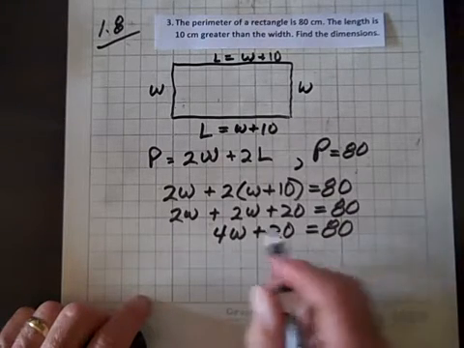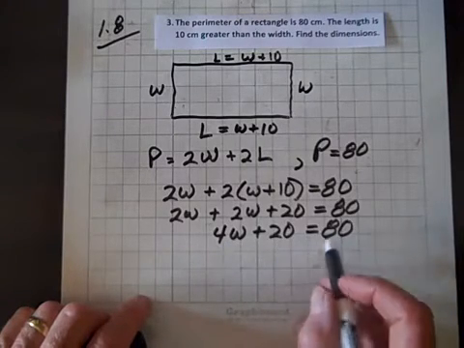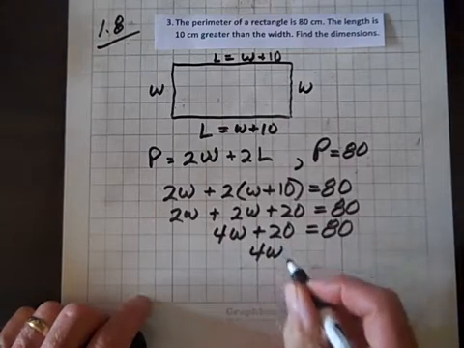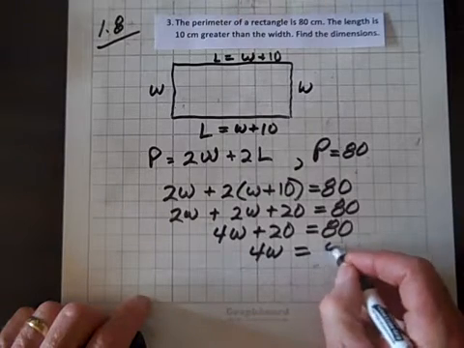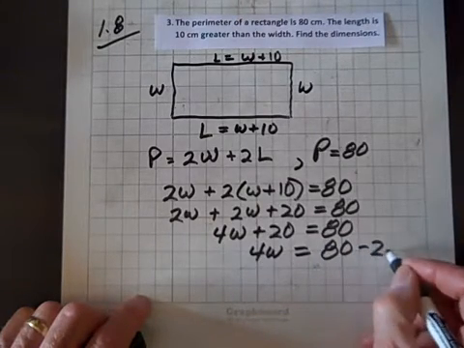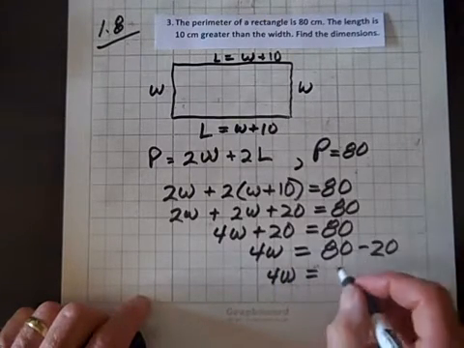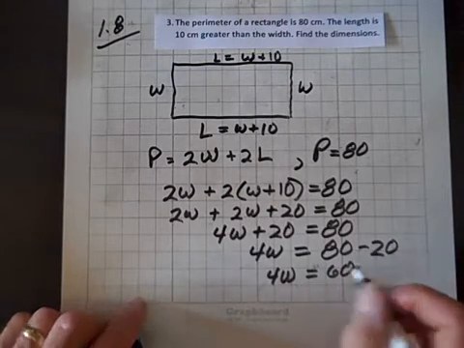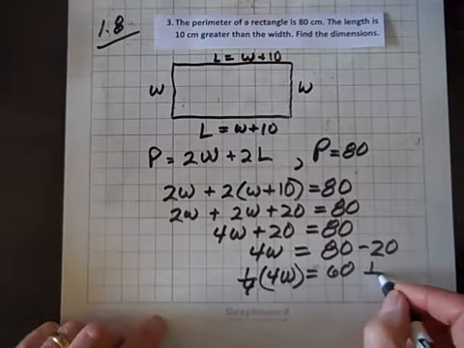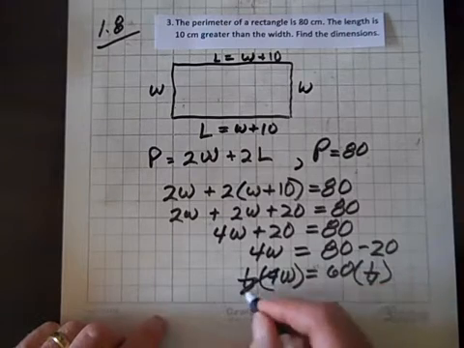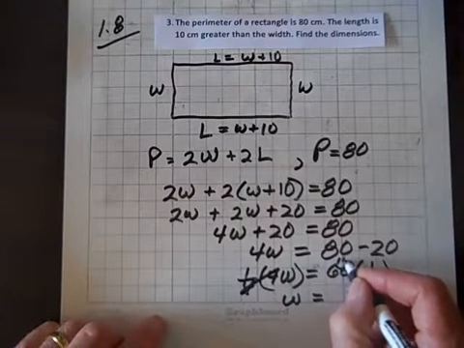Now, let's isolate the term with the variable in it, then we'll isolate the variable. So we'll subtract 20 from both sides. If we subtract 20 from the left, we'll just have 4w remaining. And subtracting 20 from the right gives us 4w equals 80 minus 20 is 60. And if we multiply both sides by the reciprocal of 4, the 4's divide out and we get w equals, and 4 goes into 60 15 times.